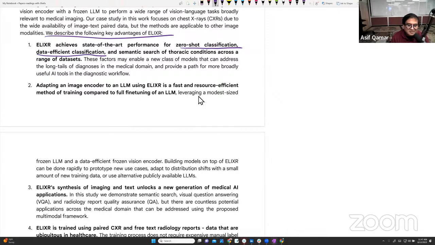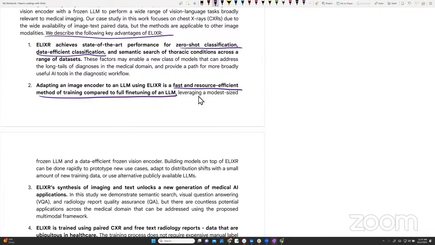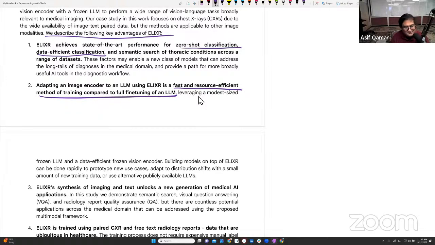Adapting an image encoder to an LLM using Elixir is a fast and resource efficient method of training compared to other approaches. So guys, if I were to ask you, just as a question about understanding the neural architectures, where do you think the fast and resource efficient part is coming from? Knowing the BLIP architecture, what would you ascribe it to? The Q-former. The Q-former, excellent. This is great. It is the Q-former that sort of... Why is that?